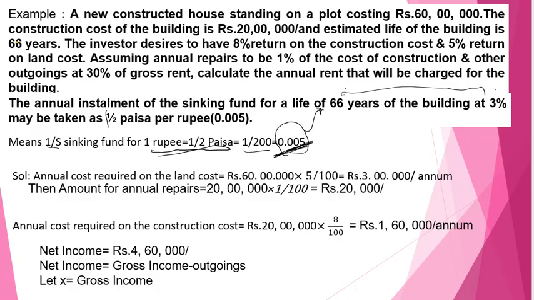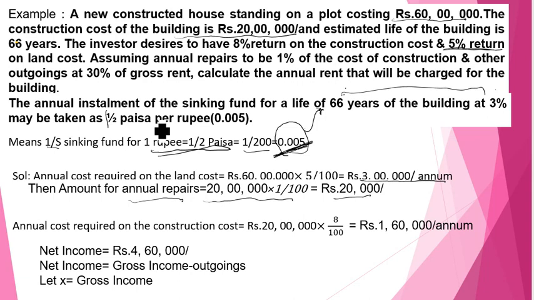Then this is the value of the land, and on the land he requires 5% return. So 5% of 60 lakh means he requires 3 lakh per annum. Then annual repairs are 1% of the cost of building. 1% of 20 lakh means annual repairs are 20,000.